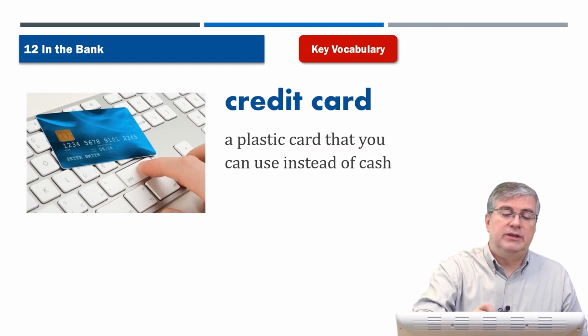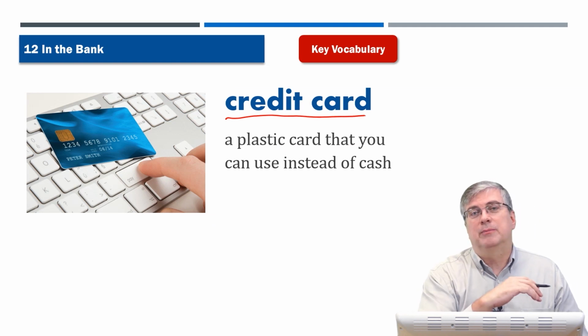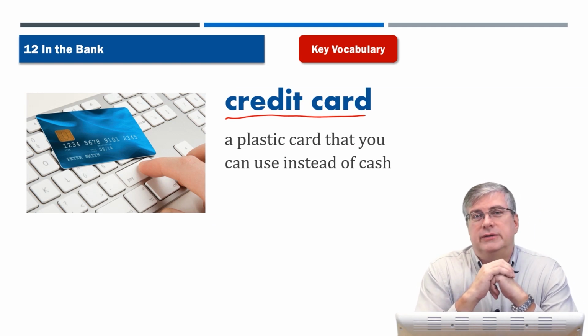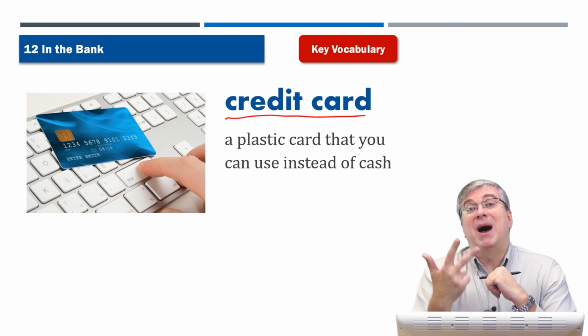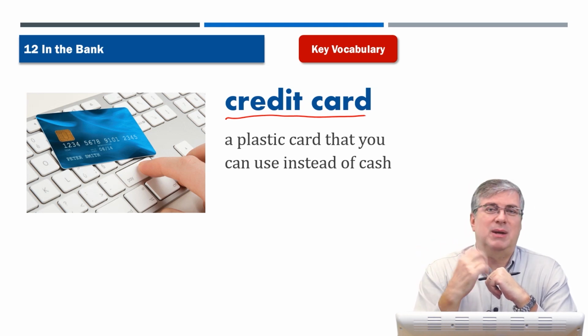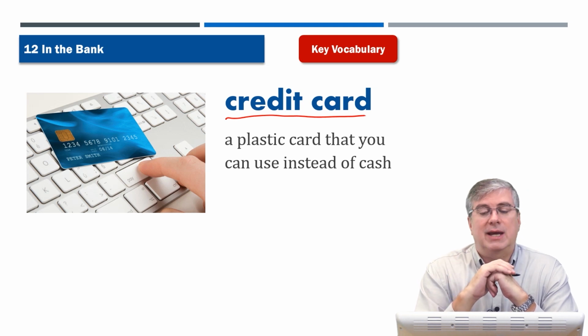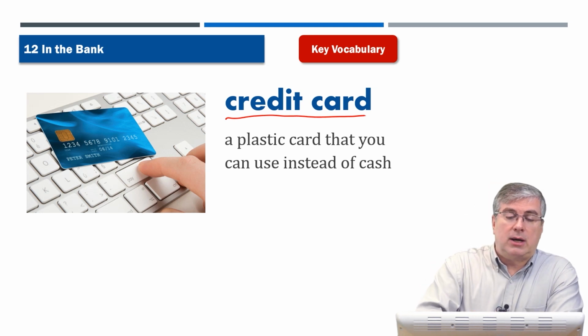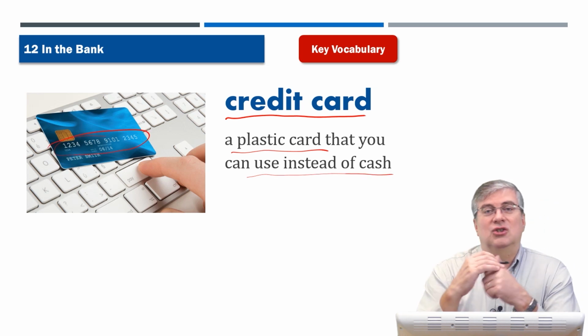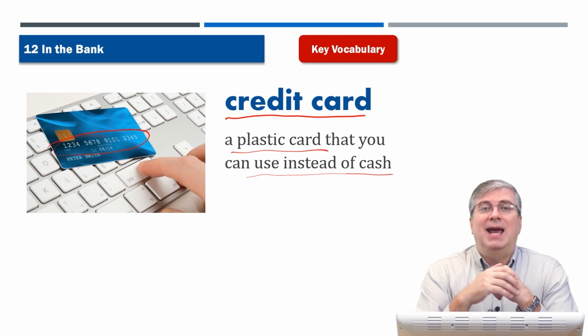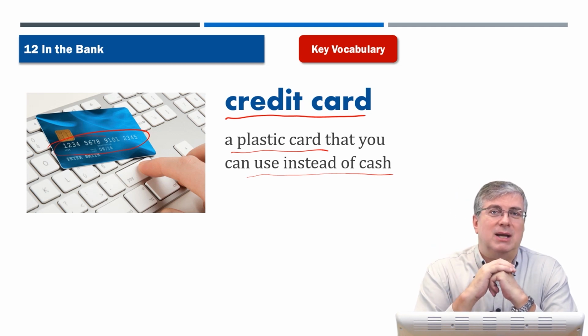Credit card, I mentioned this before. Of course, that's one of the ways to pay people for using their goods or services. You can pay cash, you can pay by check, you can pay by credit card. Of course, many people just say by credit. They don't say card, but that's okay. Credit card is a plastic card that you can use instead of cash. It's very convenient. It's much better than using a check. Just give them your card and it automatically takes the money out of your bank account. Well, that's a debit card.